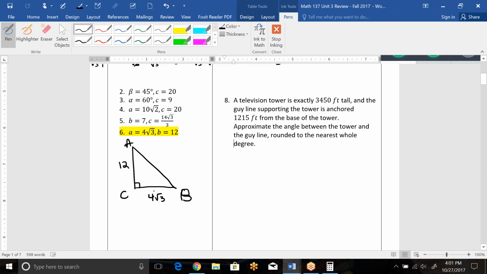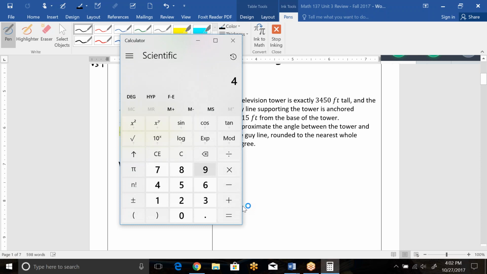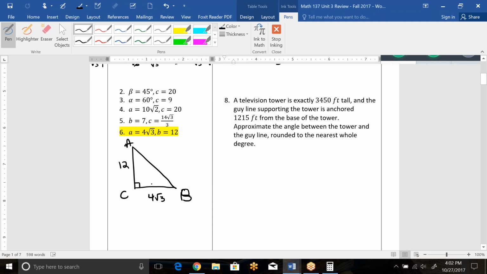And the way you know which one is 30 degrees is it's always the smaller side. So we need to check if 4 times the square root of 3 is bigger or smaller than 12. And that's 6.92, so it's smaller. So this is the 30-degree angle at A. So alpha is 30 degrees. That means beta is going to be the 60-degree angle.